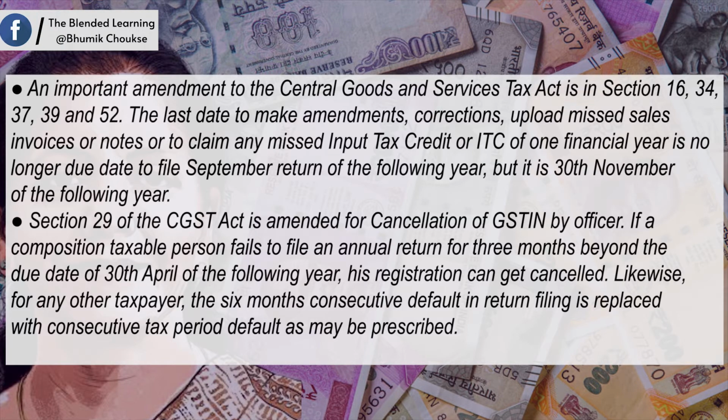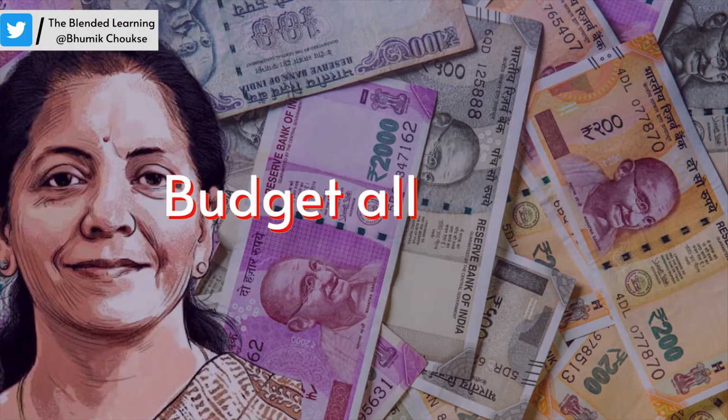Section 29 of the CGST Act is amended for cancellation of GSTIN by the officer. If a composition taxable person fails to file an annual return for 3 months or beyond the due date of 30th April of the following year, his registration can get cancelled. Likewise, for any other taxpayer, the 6-month consecutive default in return filing is replaced with consecutive tax period default as may be prescribed. Let's move on to the budget allocation now.